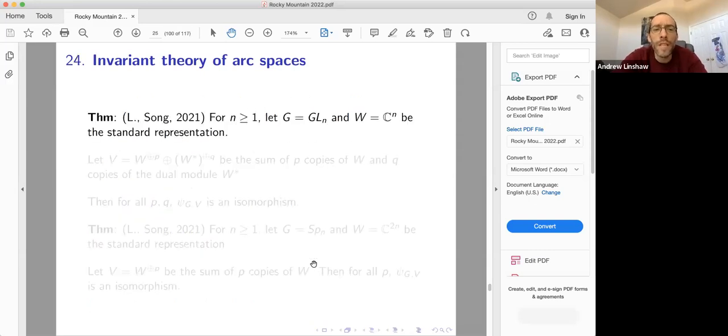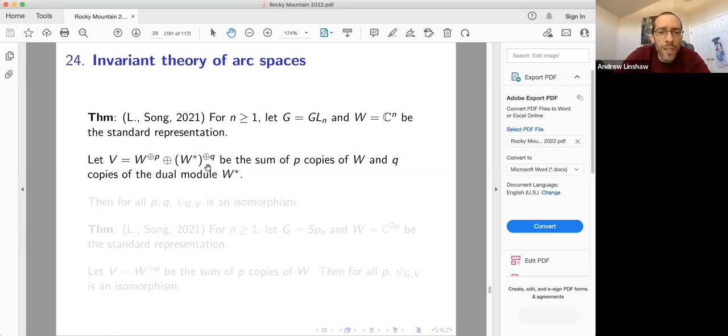Okay, so now I want to specialize to the settings that are relevant for this problem. So let's take G to be GL_N, W is C^N, the standard representation. And now let me make a bigger representation V by taking a bunch of copies of W and also a bunch of copies of W star. So P and Q can be arbitrary.